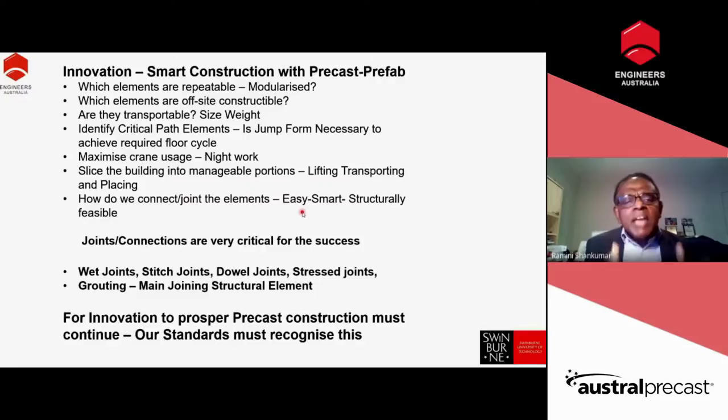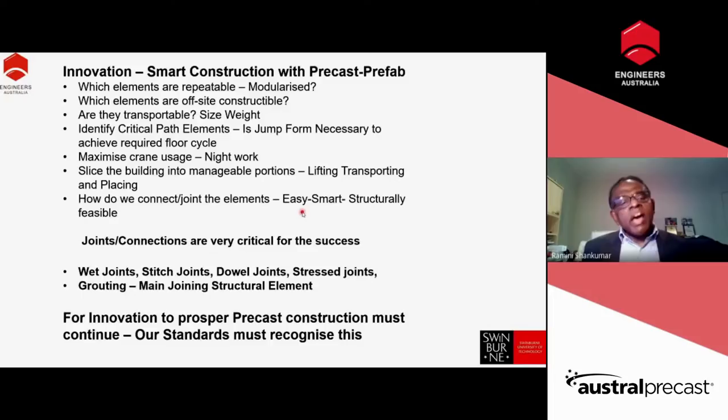Is jump form necessary to achieve the required cycle? If not, why can't we use a precast core? Think about it. Maximize the crane's use. Sometimes you have to maximize the crane use, get a permit at night to bring in your night work, and during daytime you can have your precast installed, and nighttime you can do your module install.